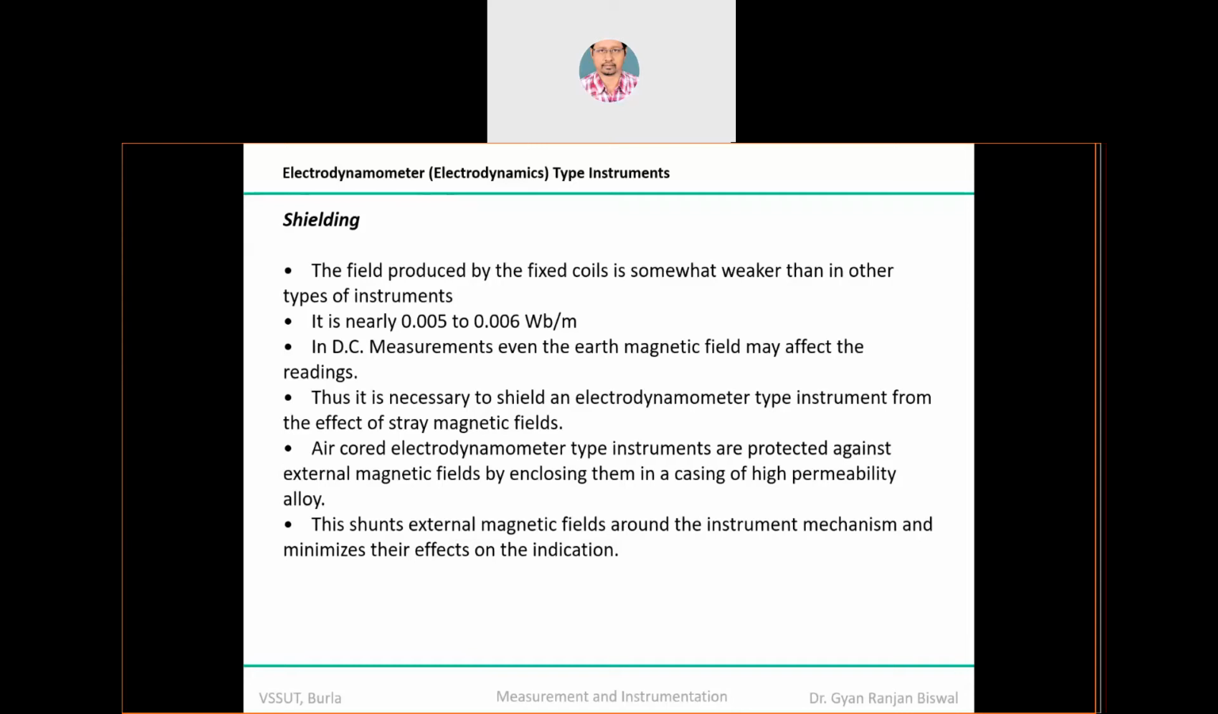What is the range? It can measure nearly around 0.005 to 0.006 webers per meter.